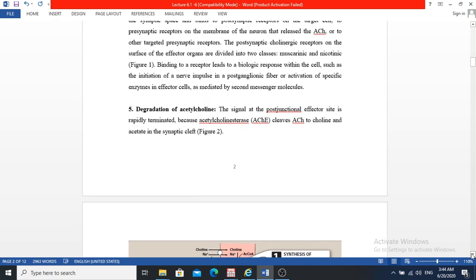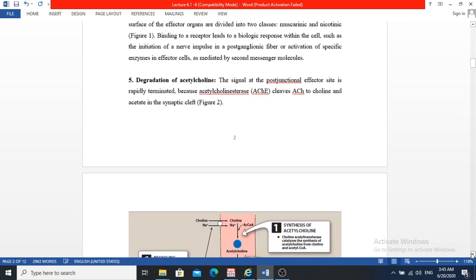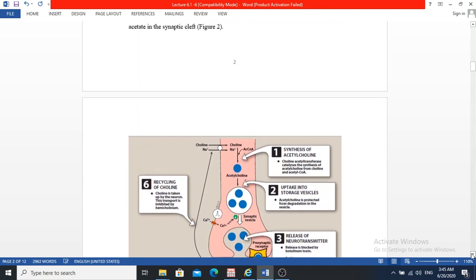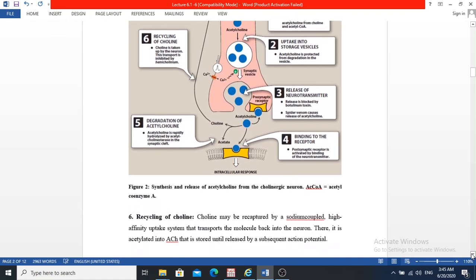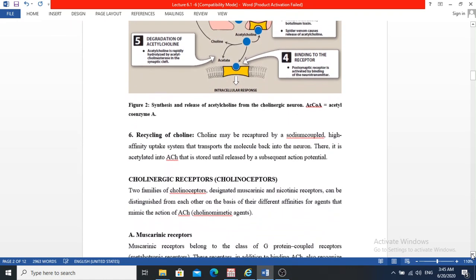Degradation: the effect of acetylcholine at the post-junctional effect site is rapidly terminated because of the acetylcholinesterase enzyme, which cleaves acetylcholine to choline and acetate in the synaptic cleft. You will see it very well in this presentation of the picture.